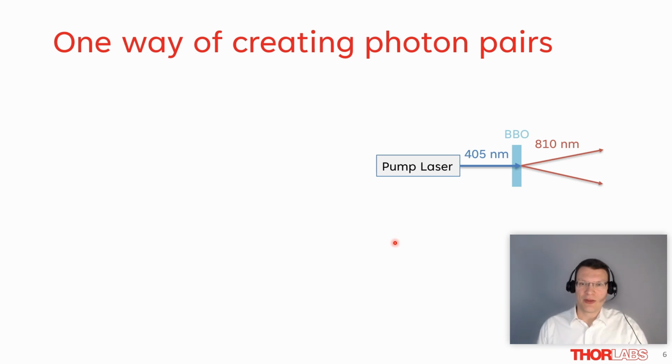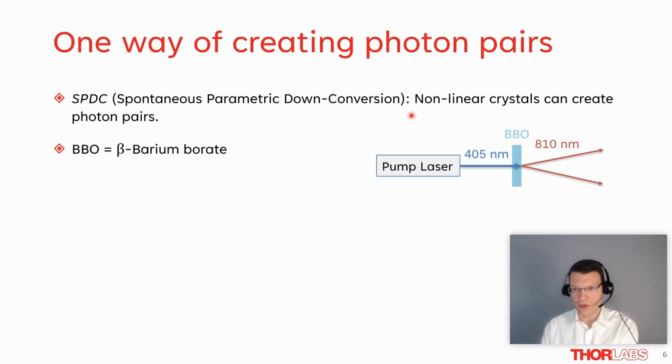And the first thing that we're going to do now is we're going to look at how to create photon pairs. This happens through a process called spontaneous parametric down conversion. So you have a nonlinear crystal. In our case, we talk about BBO today. You shine a blue pump laser on it, and you're generating two photons at 810 nanometers.